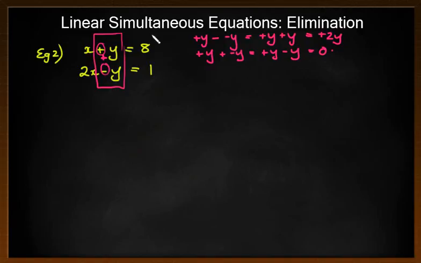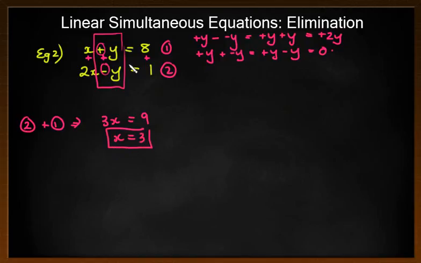Okay, so in this case, we're going to call this 1 and 2. I'm going to be adding 2 and 1 together. So in this case, 2x plus x is 3x. Minus y plus y is 0. 1 plus 8 is 9, which means x is equal to 3. I might choose the first equation, sub back in: 3 plus y equals 8. Subtract the 3, we get y is equal to 5.